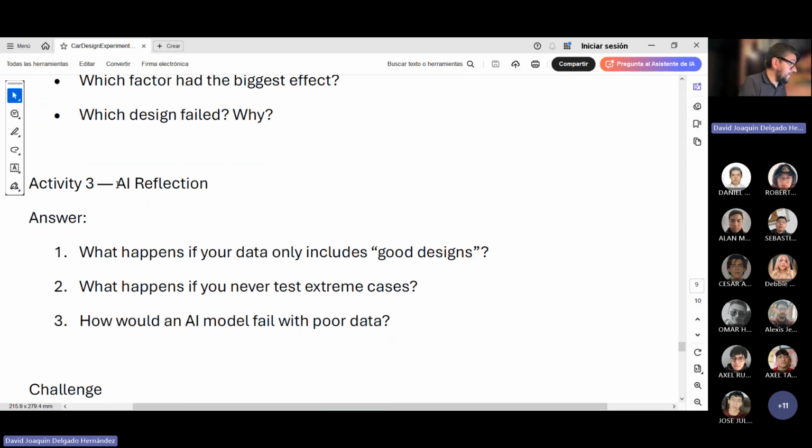And the artificial intelligence reflection is: what happens if your data only includes good design? What happens if you never test extreme cases? How would an artificial intelligence model fail with poor data, okay?